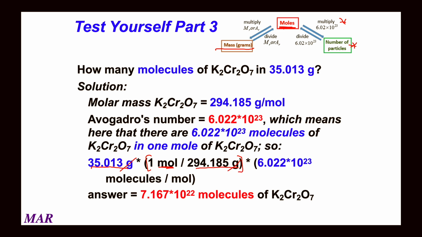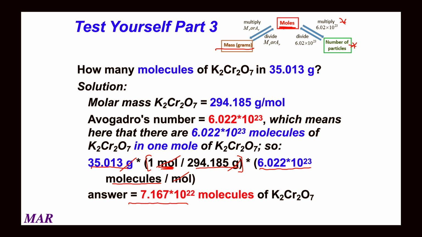Grams on the top cancels grams on the bottom. This is the moles. That would be the answer we had in the last slide. But now we're going to use Avogadro's number, and that's always a big number of molecules per 1 mole. Could be atoms, could be something else, but in this case it's molecules. You want to have moles on the top and moles on the bottom so they cancel. So then you've got molecules.